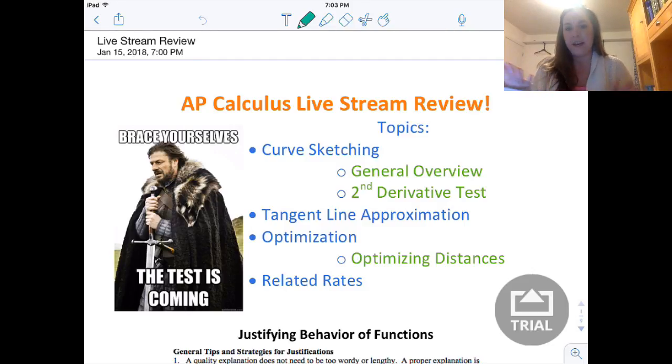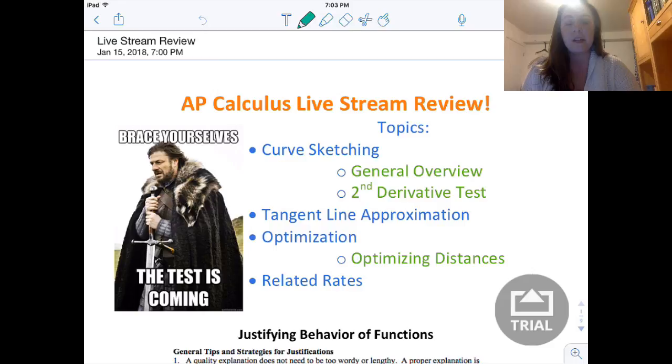So what we're going to start with is this. I went through, and the 4 basic topics that are going to be on the test are curve sketching, tangent line approximation, optimization, and related rates. And a couple people did send me specific questions that they had, so we're going to work on those today.